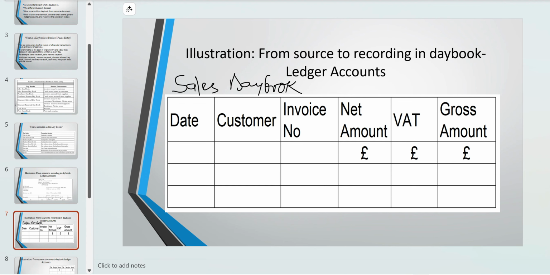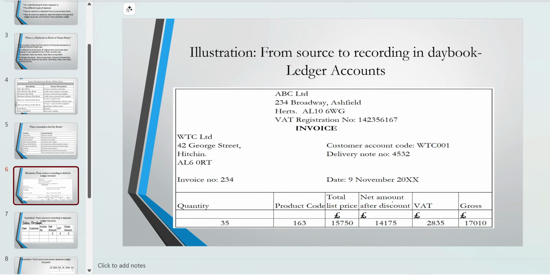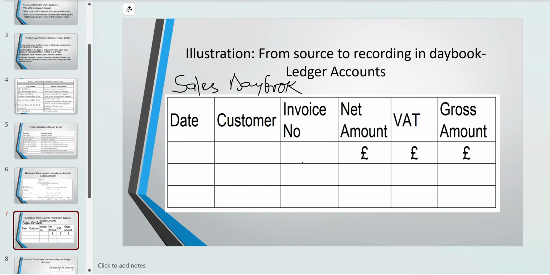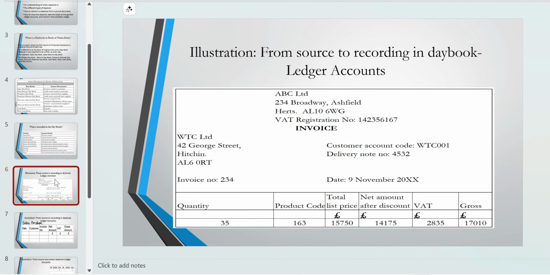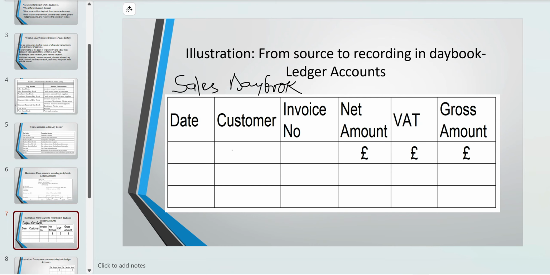The columns are date, customer, invoice number, and the cost of the entire item, but this is what we're concentrating on. So if I go to the total, what I'm going to write here, the date. I look at the date, November 9th, the 9th of November.